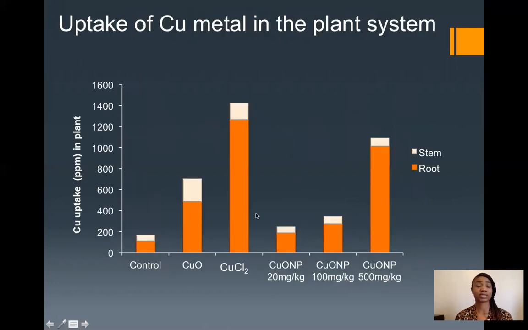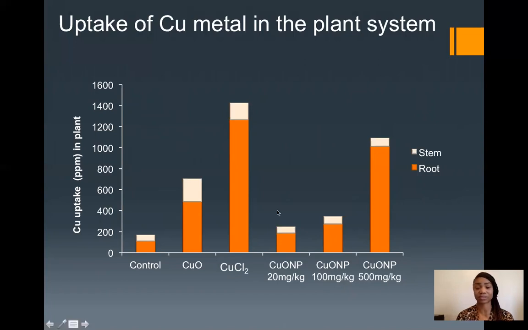This graph shows us the uptake of copper metal in the plant root and stem. We see from this graph that there is a higher concentration of copper metal in the plant root compared to the stem. And also a significant amount, and also we saw a lower amount of copper metal in the plant with control treatment compared to other treatments.